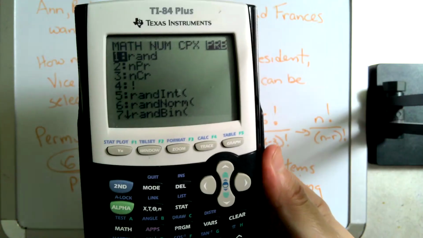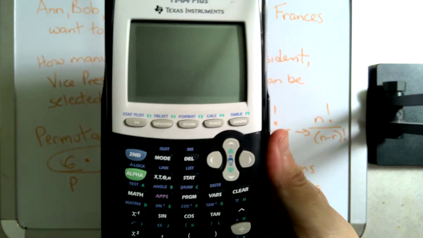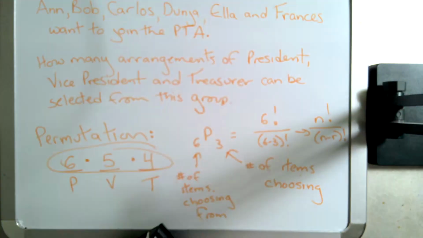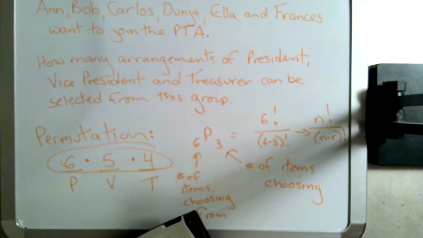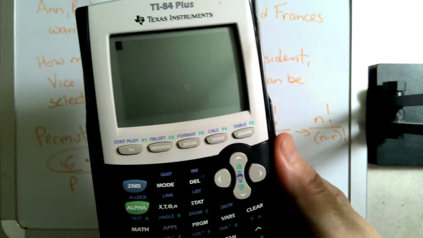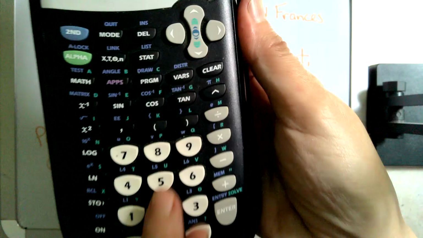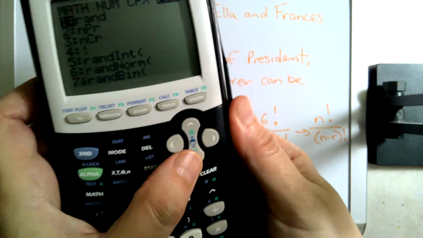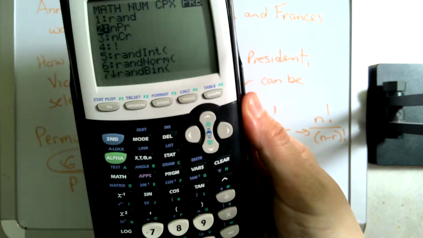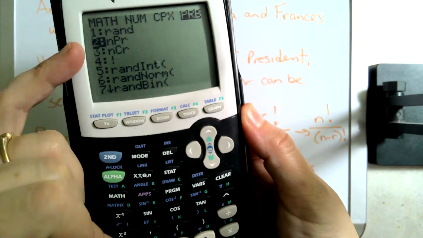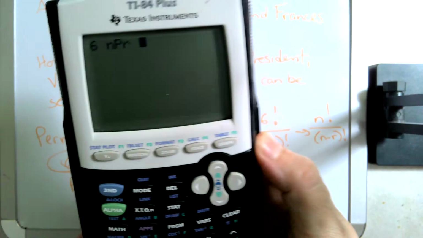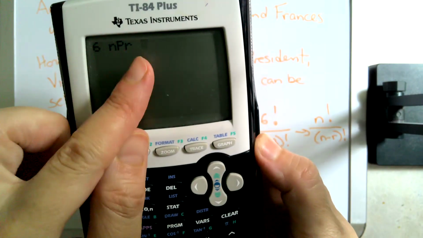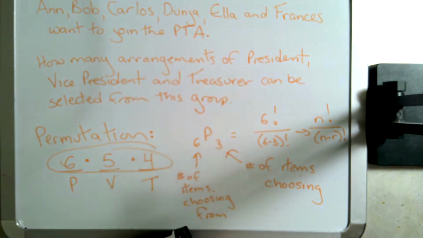Now, here's how to use it. Let's go back. To use nPr, you have to start by entering your n. Okay, so we want 6P3 on our calculator. We're going to start by entering 6. Now we're going to go math, probability, nPr, right? We're on it. And now we're going to press enter. That means I want to select it. So now I have 6 nPr, and now I'm going to enter my r.